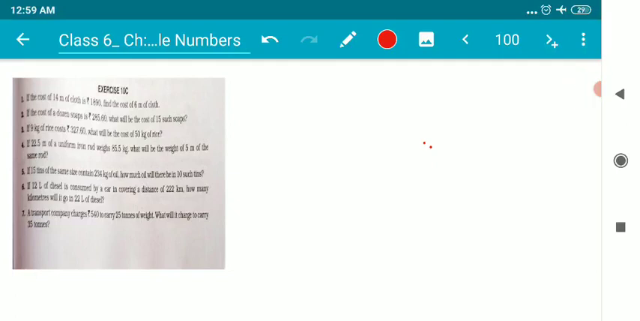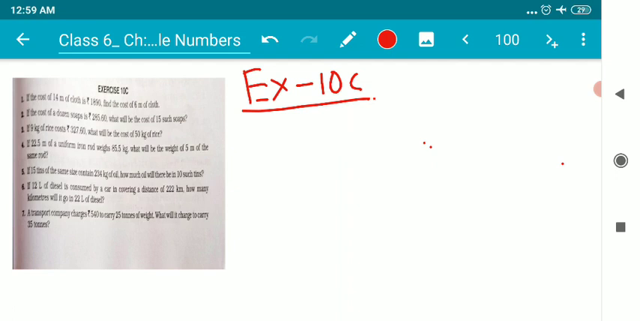Children, we have been dealing with R.S. Agarwal, the chapter Ratio and Proportion. So far, we have completed till exercise 10b. So here in this video, I'm going to explain some very important, interesting questions of exercise 10c from R.S. Agarwal. So this is exercise 10c. I'm starting from question number 1.